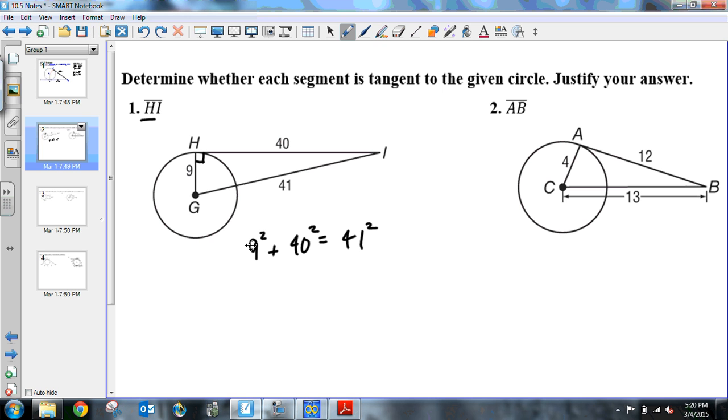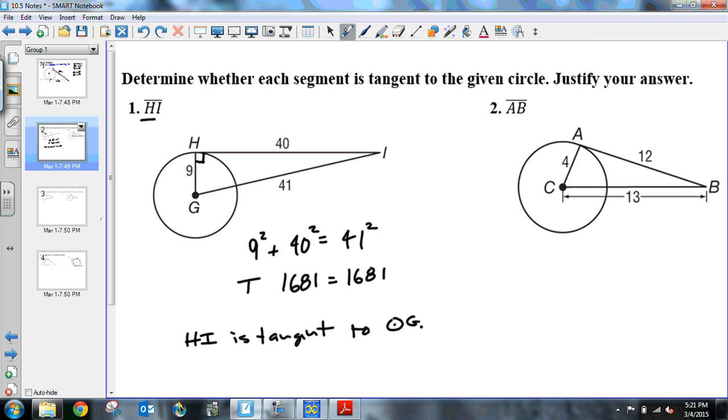And if you evaluate 9 squared plus 40 squared, it actually ends up giving you 1,681. And if I square 41, I actually get the same value, which is pretty cool. And so because this is a true statement, then I can conclude that HI is tangent to circle G. And so I just want to use the Pythagorean theorem. If the Pythagorean theorem verifies itself and one side of the equation is equal to the other, and it's a true statement, then I know that HI is tangent.